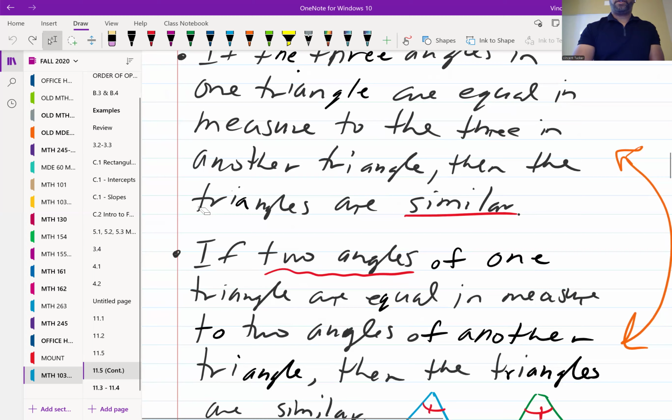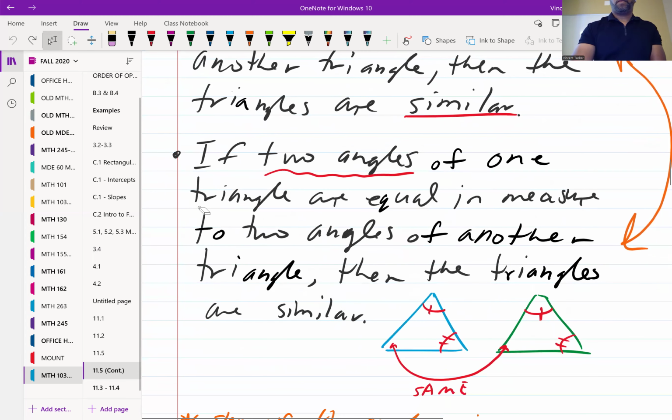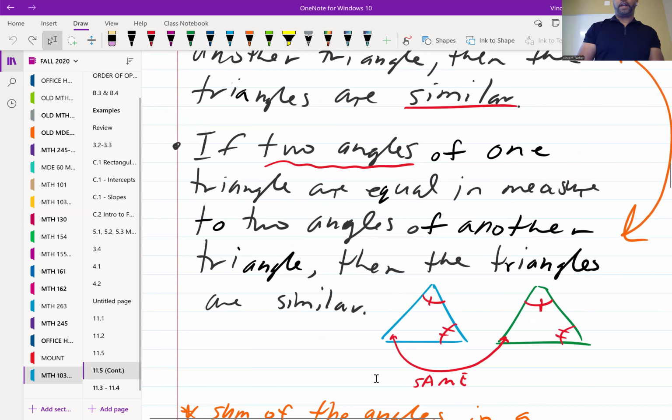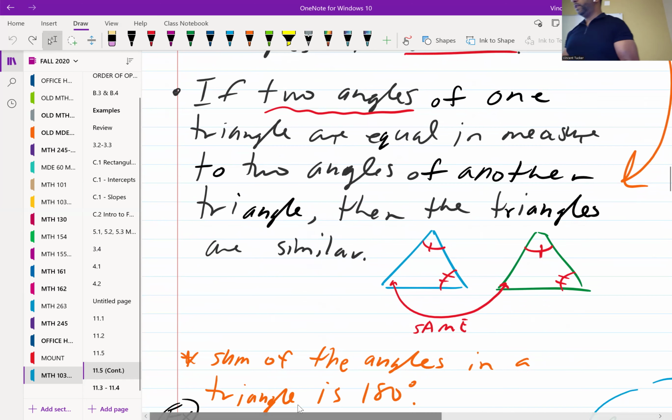Okay, how are we doing on that first statement? And right here is just a diagram emphasizing that second statement. Basically, if you know these two angles are equal to the two over here in this other triangle, then that third one has to be equal as well. And here, just to remind you, the sum of the angles in a triangle is 180.